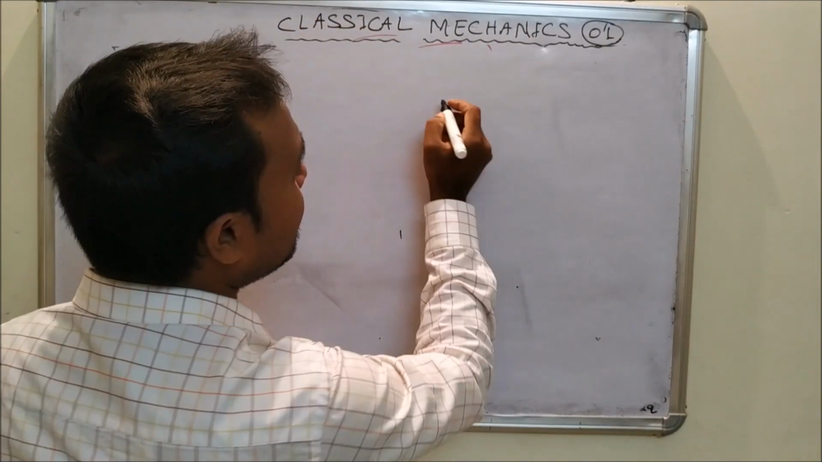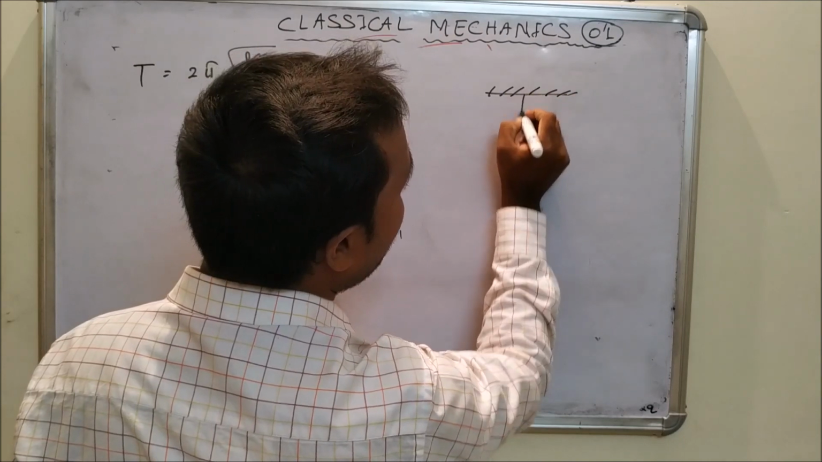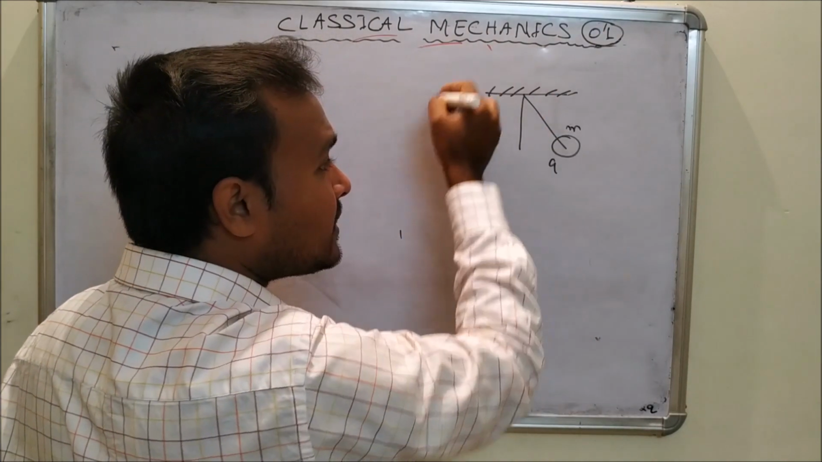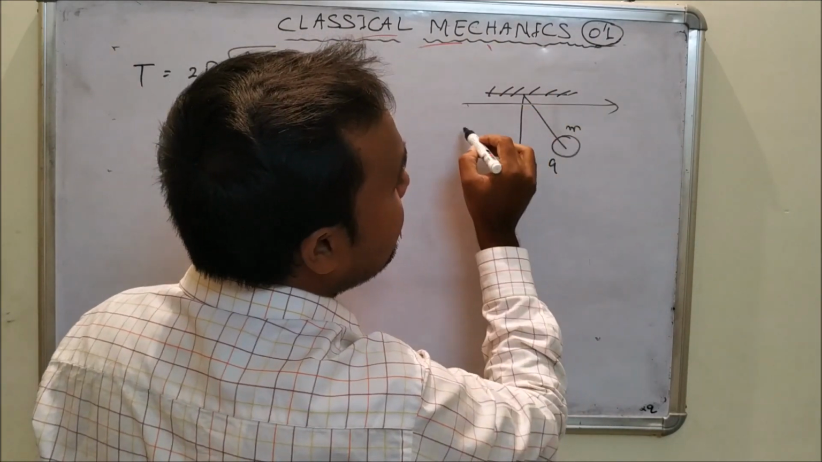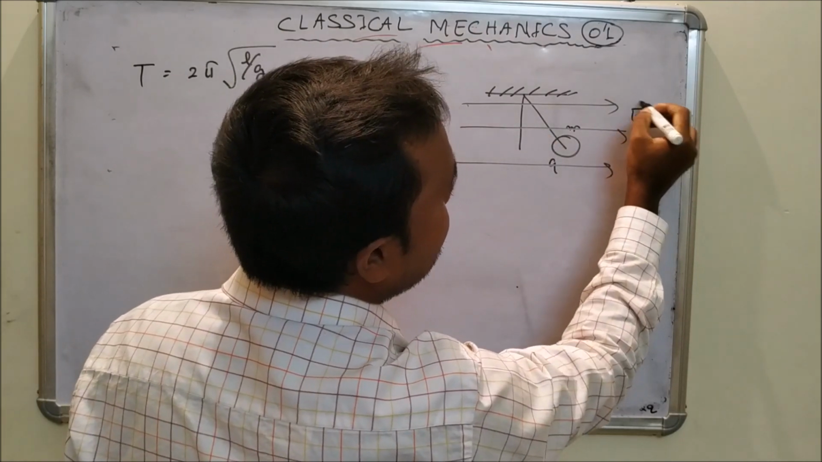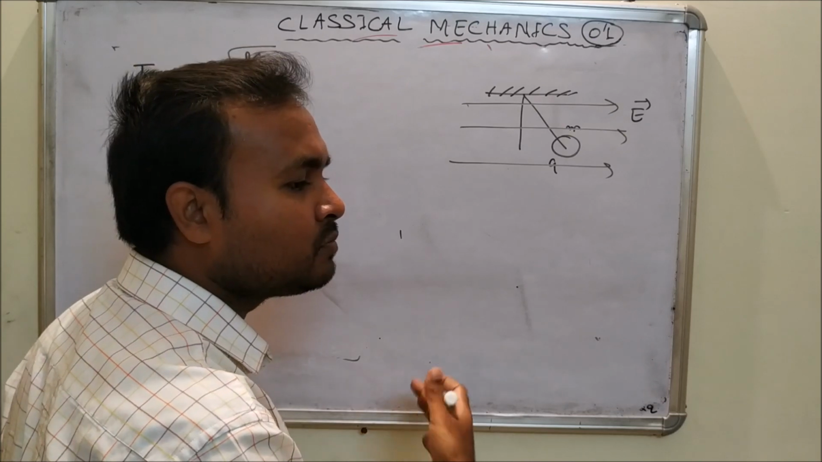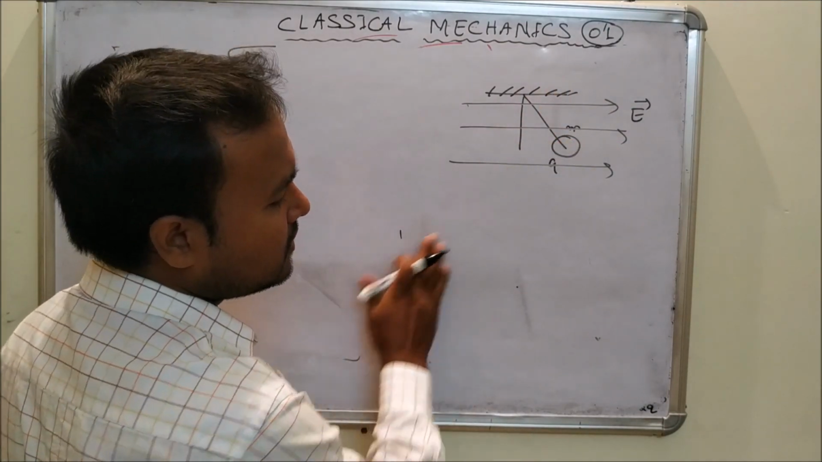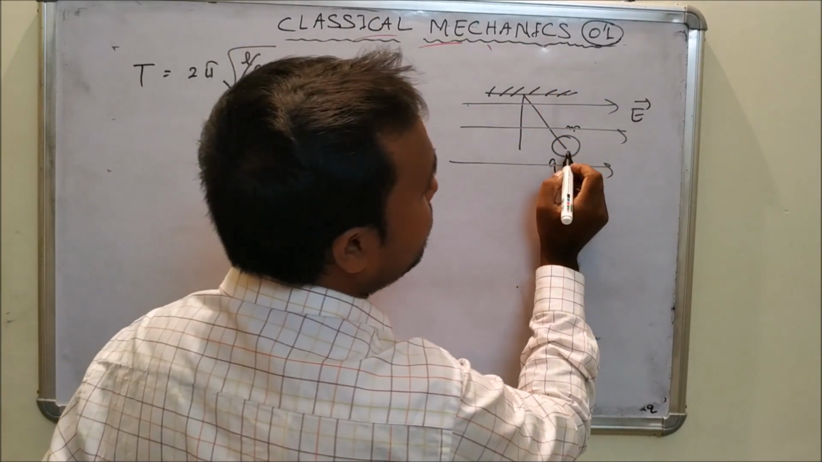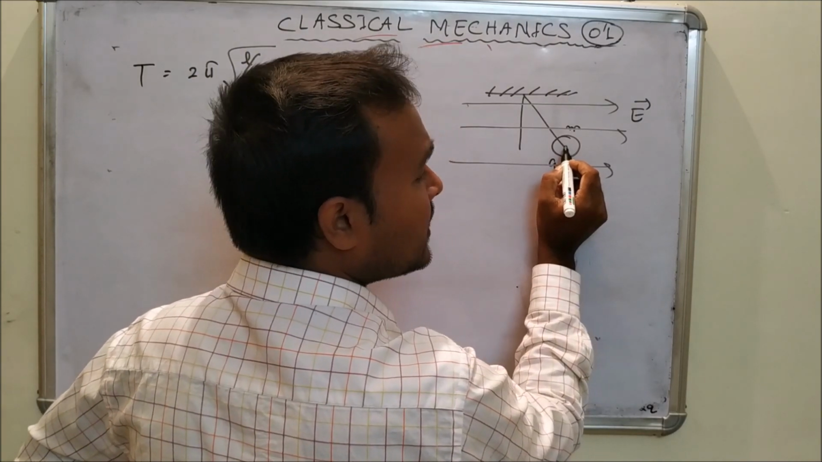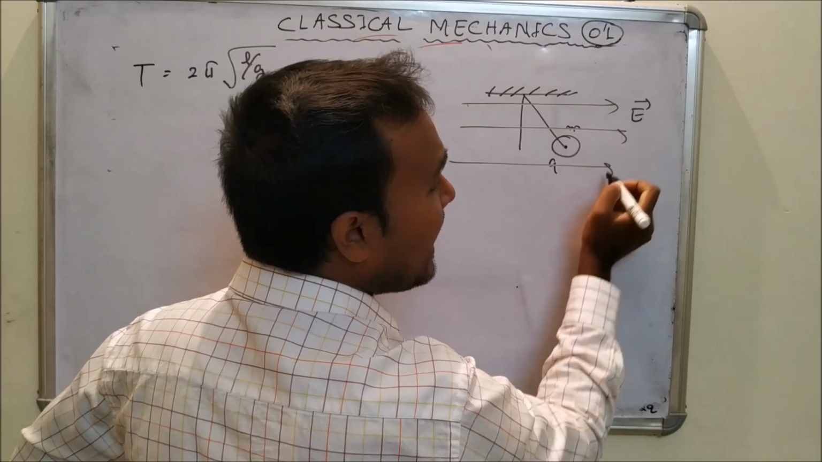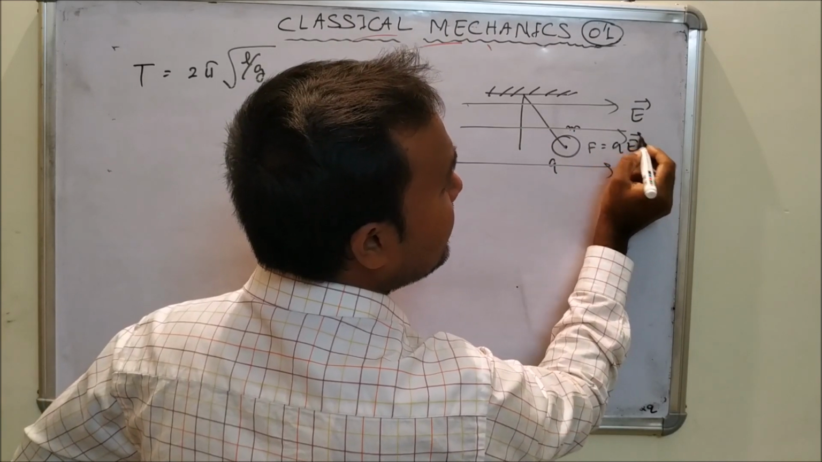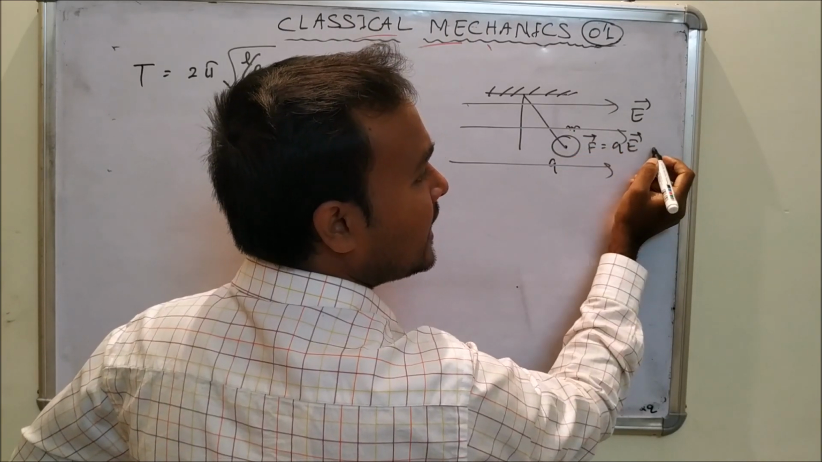Suppose this time the same pendulum, but the bob I am taking as a charged particle having charge q and mass m. And if the pendulum is placed in an electric field having electric field intensity E, along this direction, then what will happen? Whether the time period will be the same or different? Mass is the same, but instead of the bob, I am taking a charged particle. Now in this case, when there is a charged particle and if I apply an electric field, this charged particle will experience a force equal to qE, along the direction of the electric field.